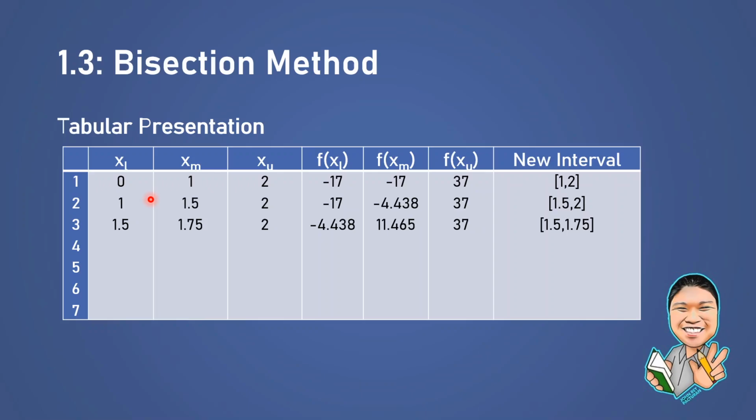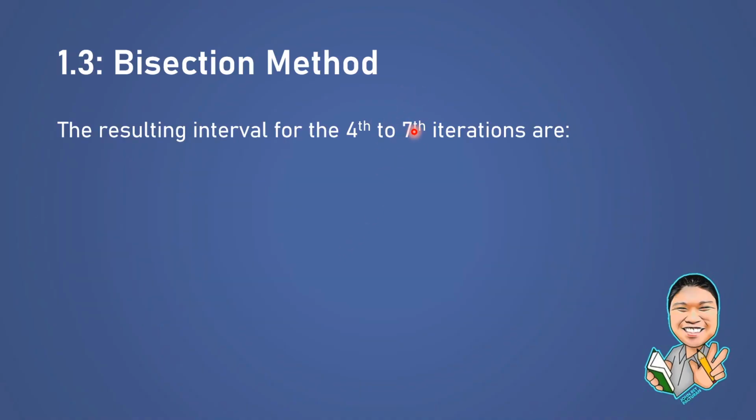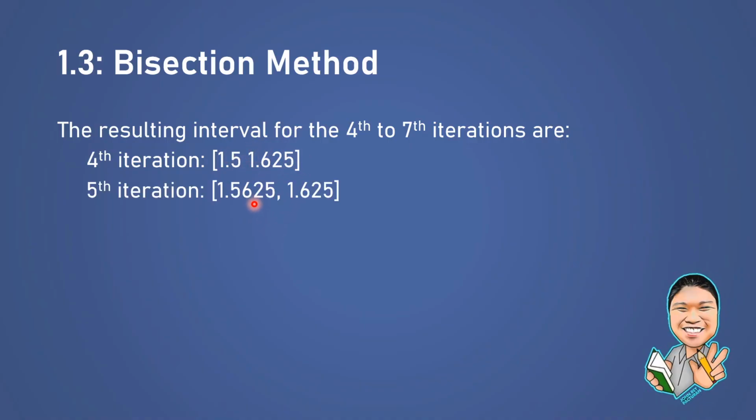Hindi ko na ipapakita yung pang-apat hanggang pang-pito kasi maboboring ka lang dahil paulit-ulit lang naman ang process nito. Basta ang tandaan niyo, for the 4th to 7th iteration, ito na yung magiging result natin. Sa 4th iteration, ang magiging new interval is 1.5 and 1.625. Sa 5th iteration, 1.5625, 1.625.